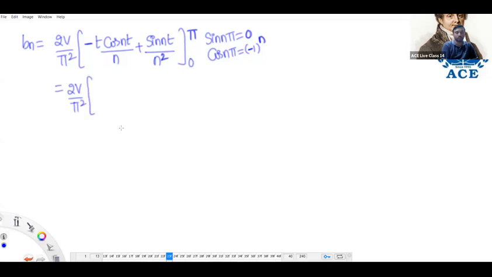Substitute the limits now. T is replaced by pi, so pi into cos n pi. Cos n pi is minus 1 whole power n. Sin n pi is 0. T replaced by 0 means 0; 0 into cos 0, sin 0 is 0. So the simplified answer is 2V by pi n into minus 1 whole power n plus 1. Here minus 1 whole power n is there.